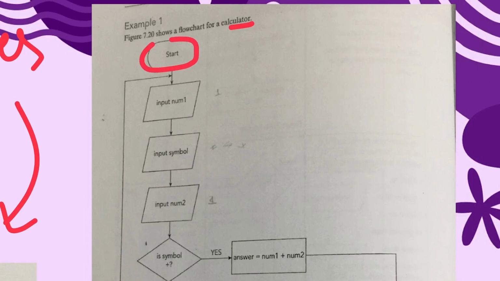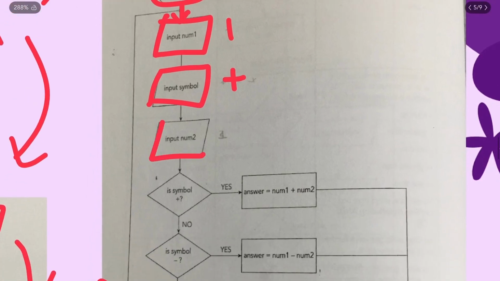So first you have start. It is in an oval shape again. So start, and then the arrow goes down. So you basically need to follow the arrow. Then you see that there's a parallelogram, and as we discussed earlier, the parallelogram is used for input. So input num1, you input a number, let's say 1, and then you input a symbol, let's say plus, and then input num2, 1 again, and then they're asking you in the diamond symbol, is it plus?